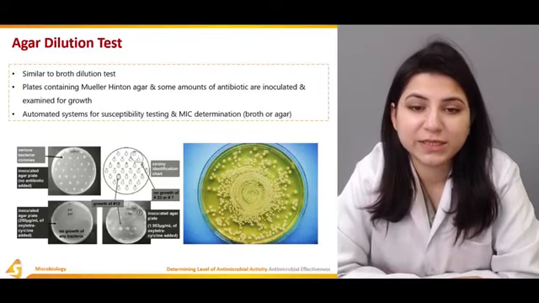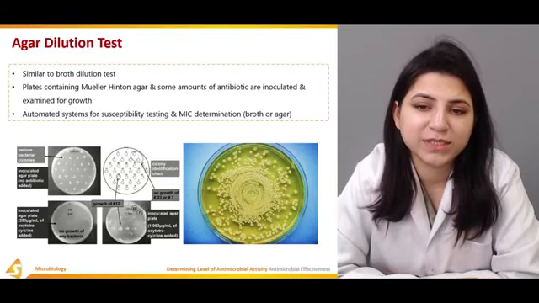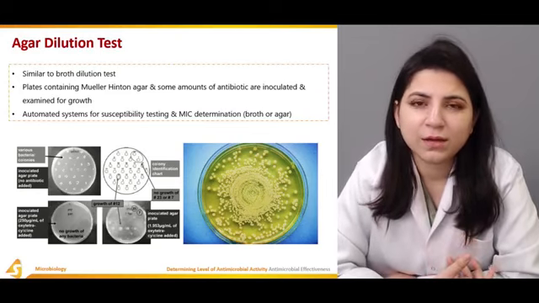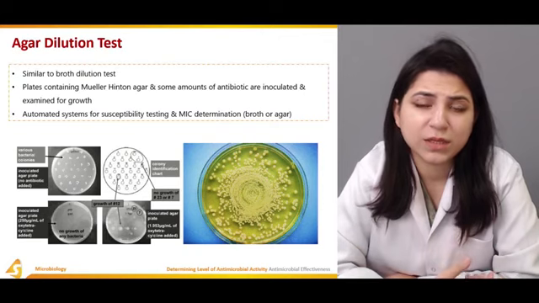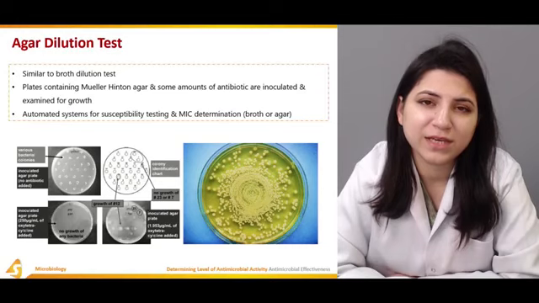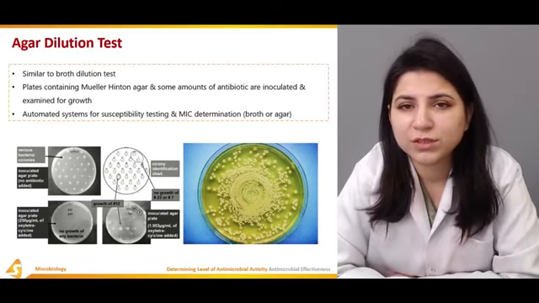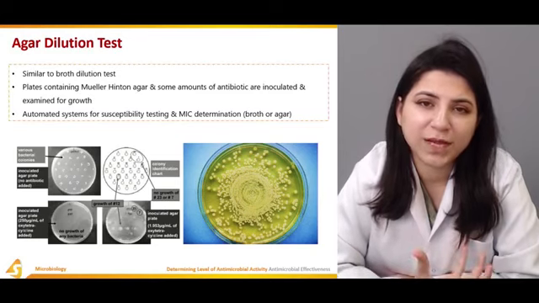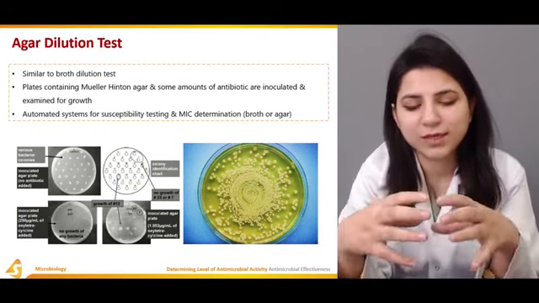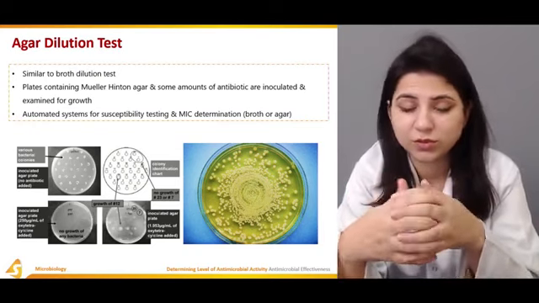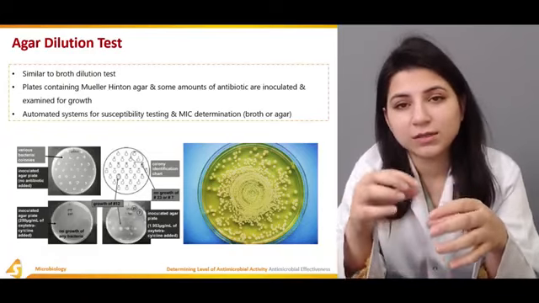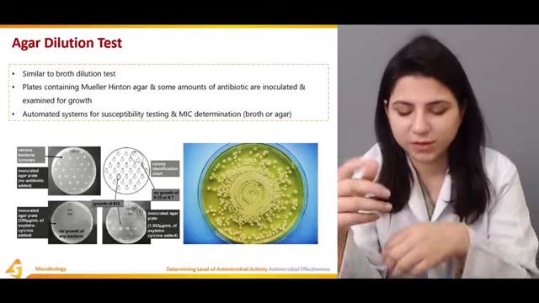So there are automated systems that are used for susceptibility testing and MIC determination in broth and agar. With the growth of science and technology, now there are automated systems that can read the MIC and MLC for you, and you just have to insert the broth or the plates or the tubes in the system, and the system will tell you the minimum inhibitory concentration of a particular antimicrobial agent, and you can then take samples from there to determine the MBC as well.